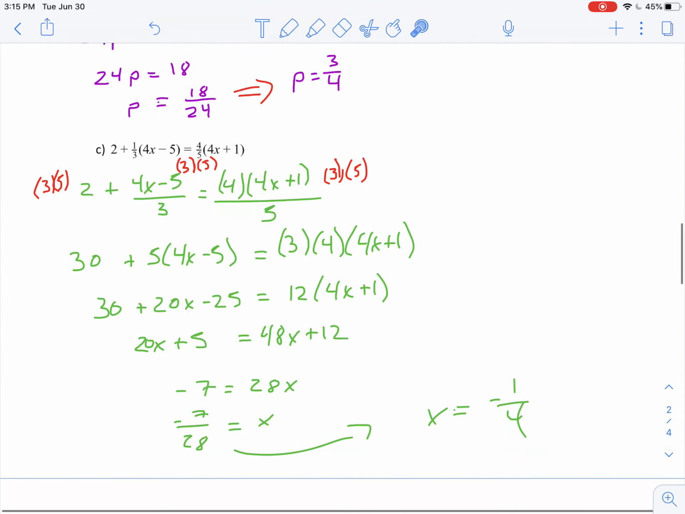And this is the last one. We have 2 plus 1 over 3 times 4x minus 5 is equal to 4 over 5 times 4x minus 1. So again, where are my denominators? I rewrote it so that this whole term is divided by 3. This is divided by 3, 4 over 5. I see a 3 as a denominator on the left side, so I need to multiply this term by 3, but also all other terms.